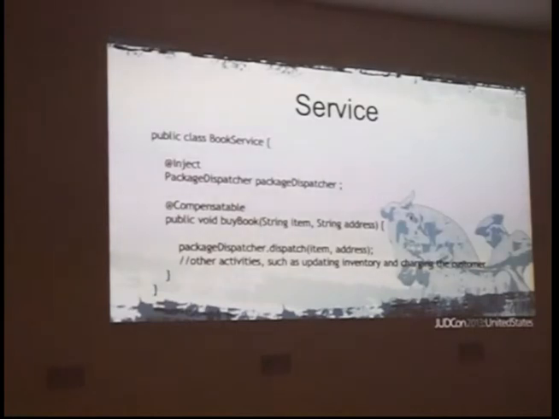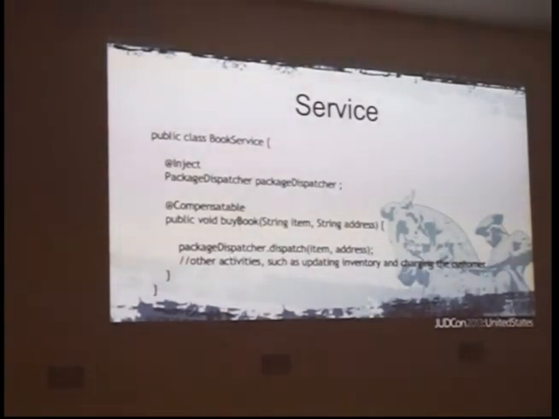So let's have a look at the service first. This service class is the thing that's invoked to buy the book. Maybe the web interface invokes this method, I don't know. We've got a buy book method, and what that method does is it calls the package dispatcher to dispatch the item. It also updates the database, and we want to coordinate these two invocations inside a compensation-based transaction.